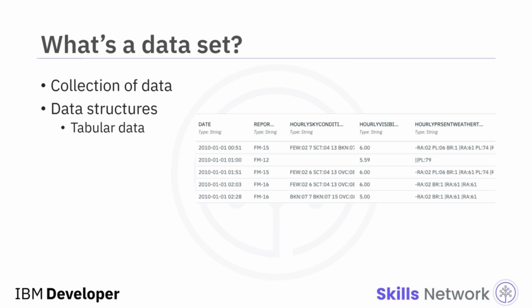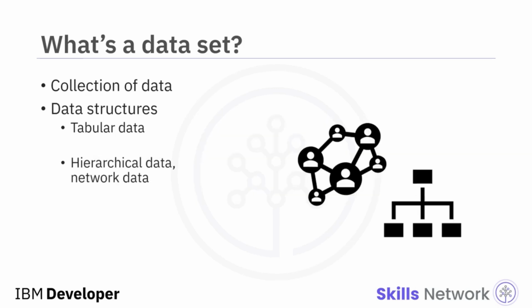For example, imagine a dataset of observations from a weather station. Each row represents an observation at a given time, while each column contains information about that observation, such as the temperature, humidity, and other weather conditions. Hierarchical or network data structures are typically used to represent relationships between data. Hierarchical data is organized in a tree-like format, whereas network data is stored as a graph. For example, the connections between people on a social networking website are often represented as a graph.